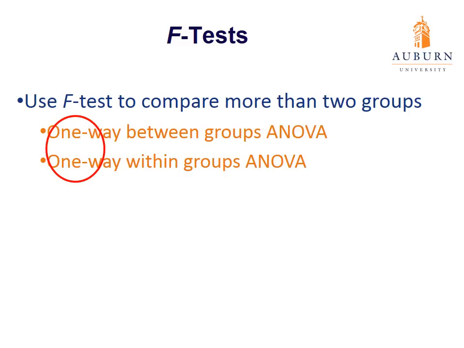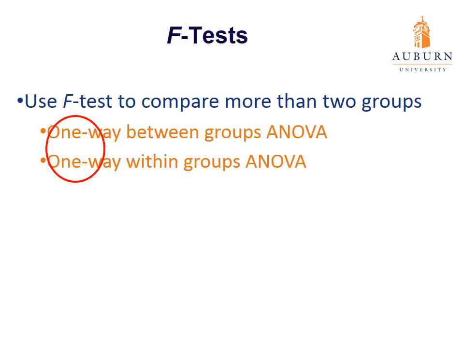Now, if I had a two-way ANOVA, then that would mean I had two independent variables. Maybe I'm looking at class standing and socioeconomic status, where SES has three levels. And so I have two independent variables, one with class standing that has four levels, and then one with SES that has three levels, maybe low, moderate, or high SES. And so in that case, I have two independent variables. I have a two-way ANOVA.